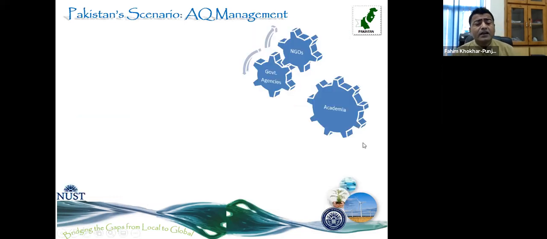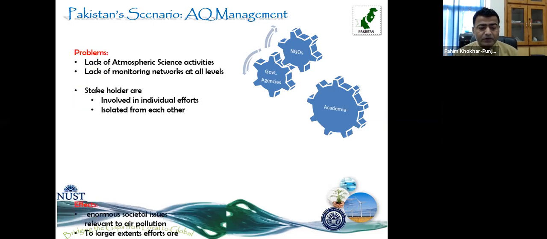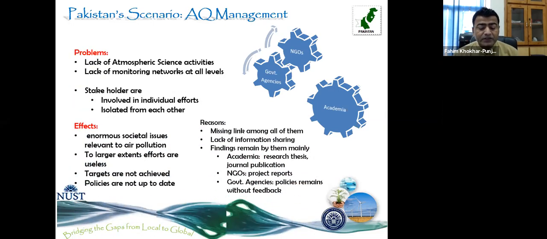So what is an ideal scenario of air quality management? Academia acts as a research and R&D wing for both NGOs and government agencies. A research institute is taken on board while devising the policies, and they introduce policies, and then academia provides proper feedback to them, and so on. But in Pakistan, the problem is they are working in isolation. There is a missing link among all these gears and a lack of information sharing. Findings remain with them mainly, particularly academia research pieces, NGO project reports and remote agencies.